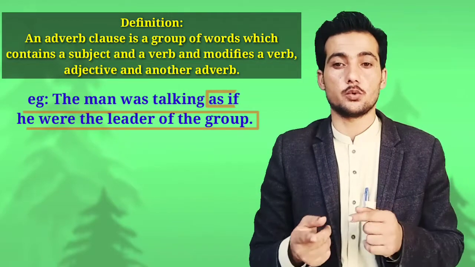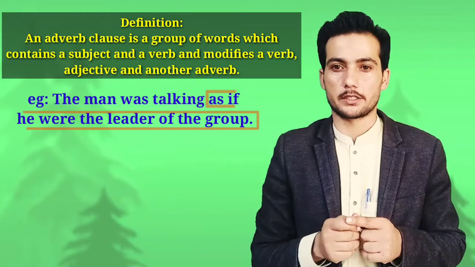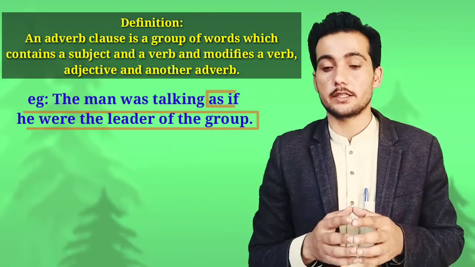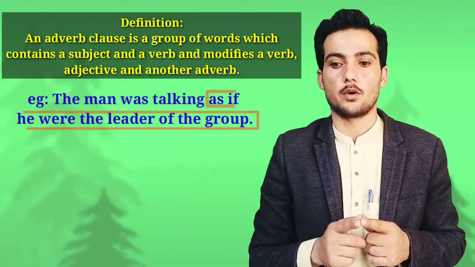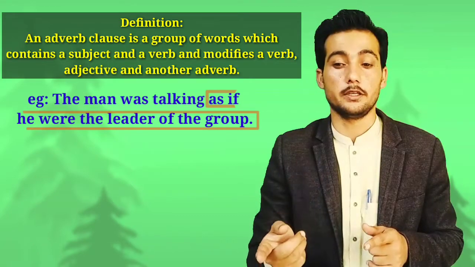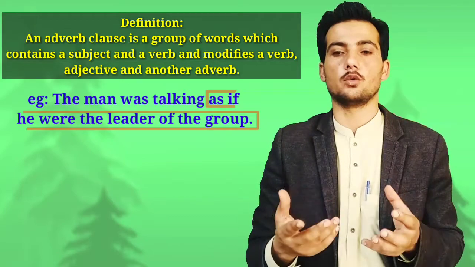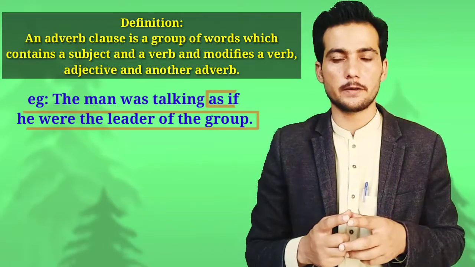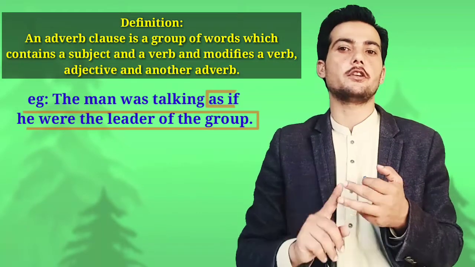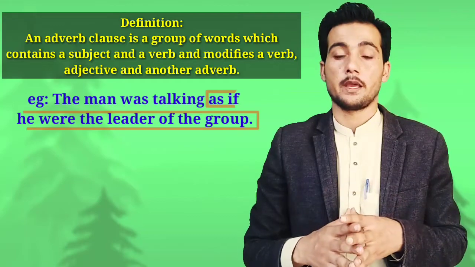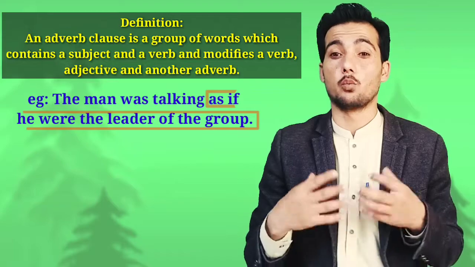And after that, as we said in the definition, an adverb clause will consist of a subject. So it also consists of a subject, that is he. And we also said that it will consist of a verb, and the verb is were. So it starts with a subordinating conjunction, it consists of a subject and a verb, and it is a group of words. And here it functions like an adverb because it describes the verb talking.